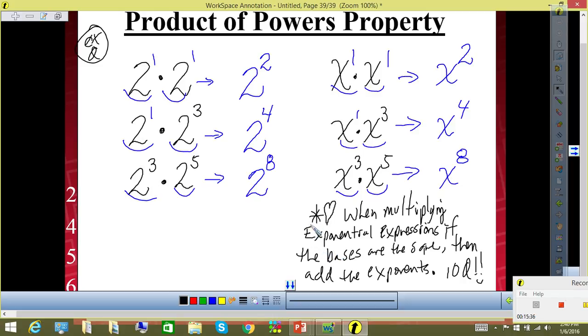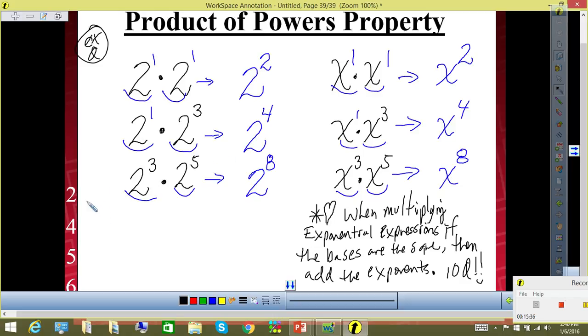So let's see if it makes sense. When multiplying exponential expressions, are we multiplying exponential expressions here? Yes. If the bases are the same, are the bases the same? Yes. What happened to the exponents? We add the exponents. Did that work? Yes. All right. So, now that we have the hang of this property, let's put it to practice.